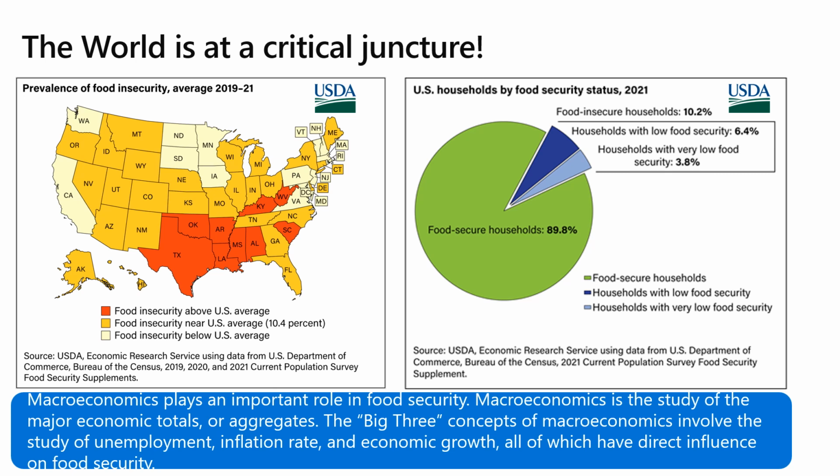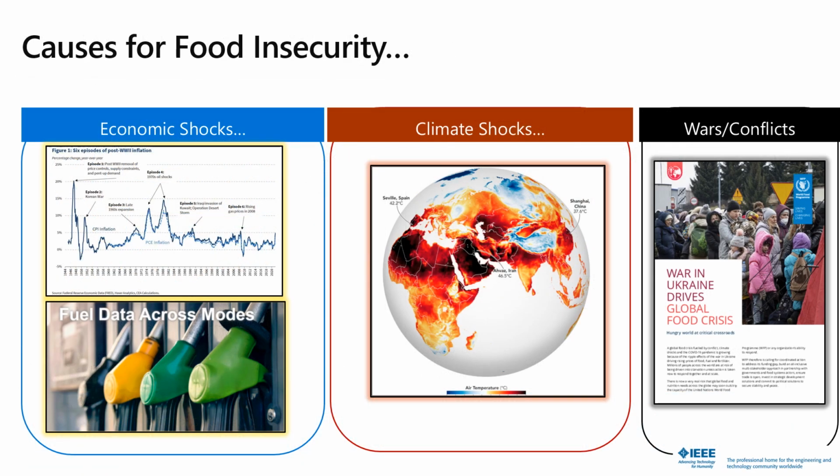Now, one of the major reasons, as per our research and as detected by our machine learning models, is macroeconomics as a major player in food security or food insecurity development. Macroeconomics is the study of the major economic totals or aggregates. The big three concepts of macroeconomics involve the study of unemployment, inflation rate, and economic growth, all of which have a direct influence on food security. As part of our research and in this presentation, we touch on three major segments that have a direct correlation with food security: economic shocks, climate shocks, and war and conflicts.